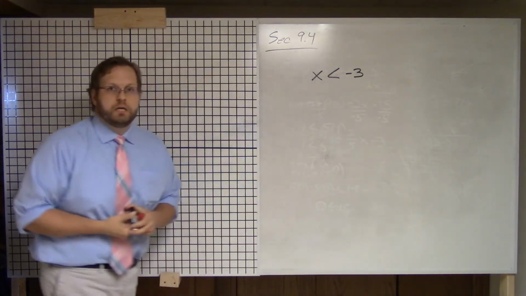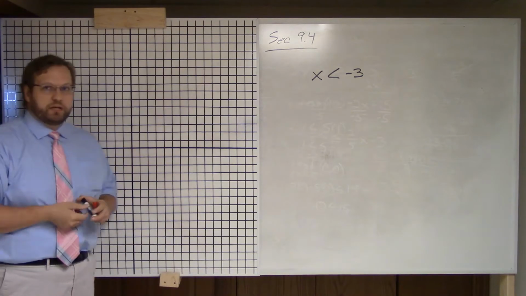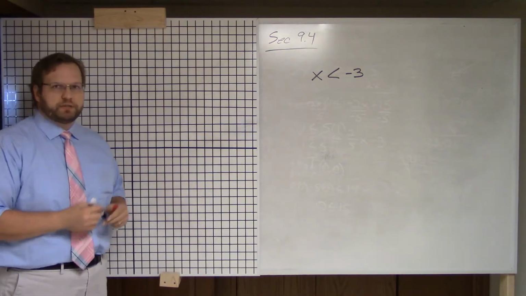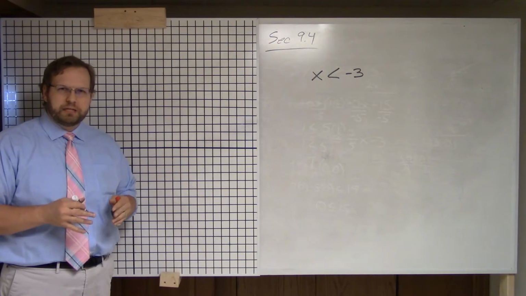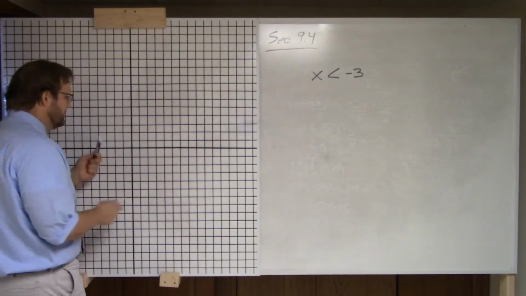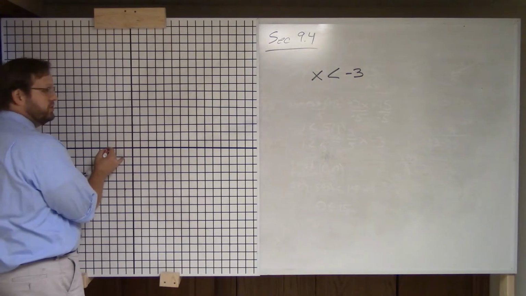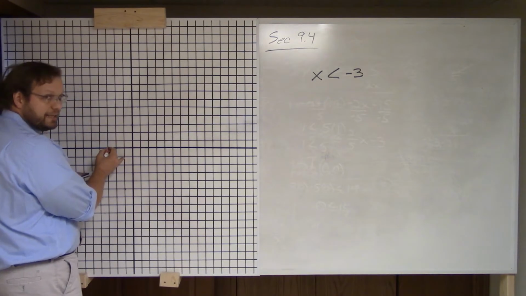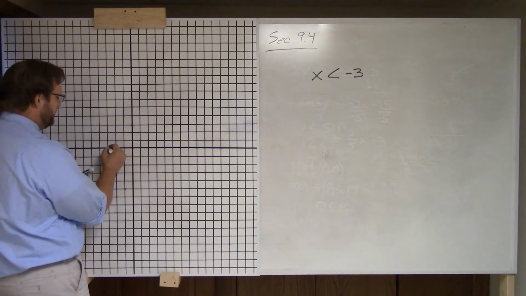Now remember, this is a special case. Imagine first that it's x equals negative 3. Okay, if it was x equals negative 3, that tells us we have a vertical line. We go on the x-axis to a negative 3, and then we draw our line vertically. In this case, it's going to be dashed, or dotted, whatever you want to call it.